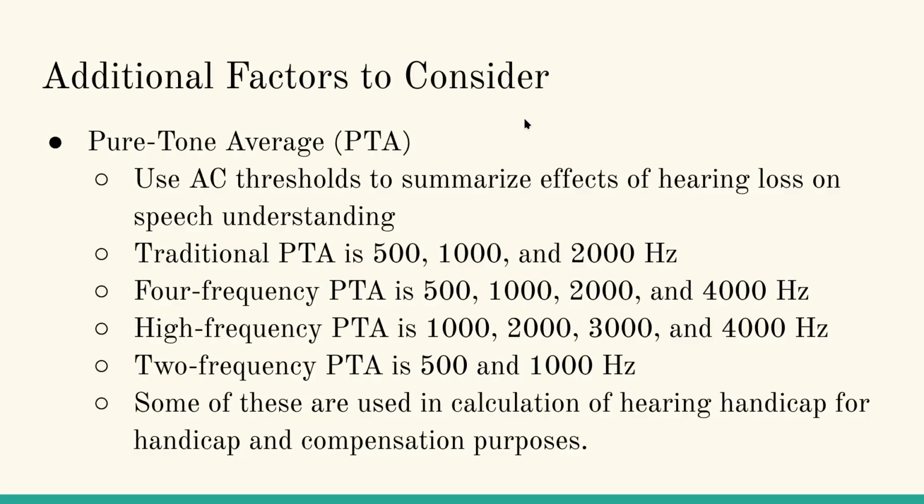Some of these are used for calculations for hearing handicap and compensation purposes, like the 500, 1000, 2000, and 4000. Like the 1000, 2000, 3000, and 4000 high-frequency pure tone average. That's used for VA compensation purposes.